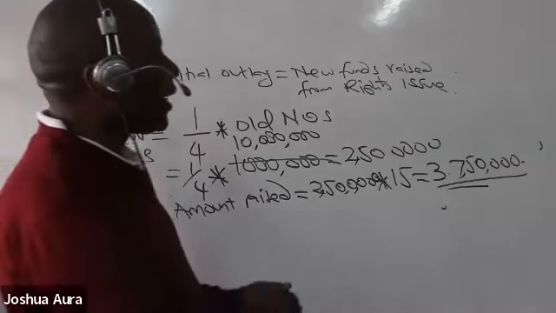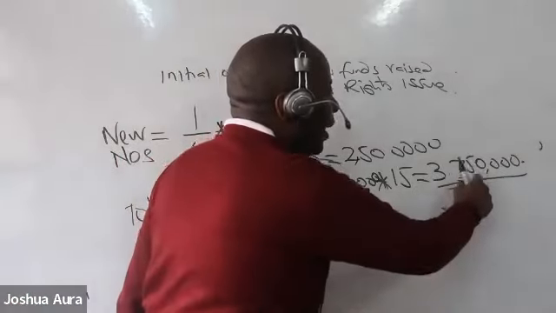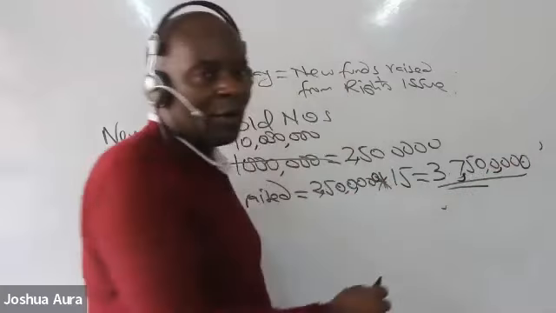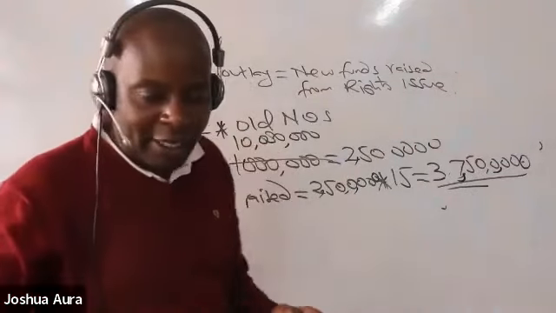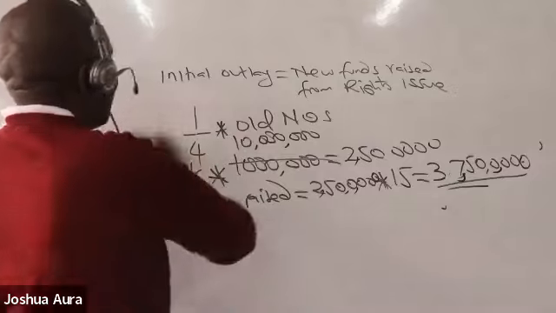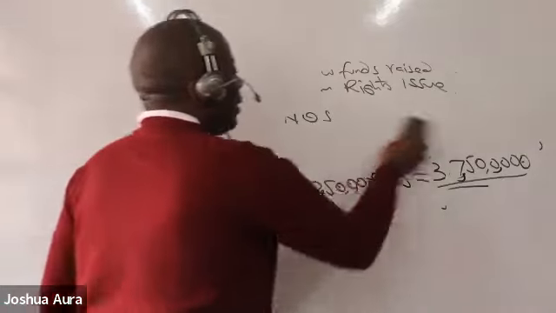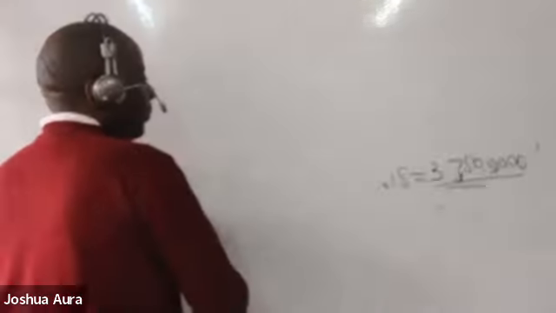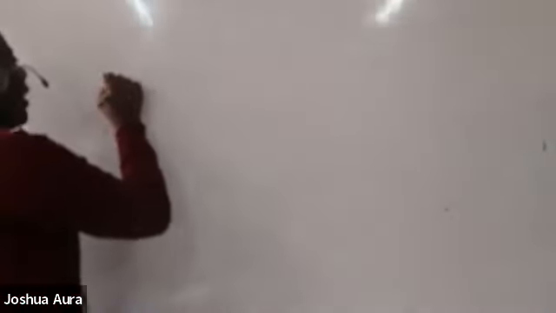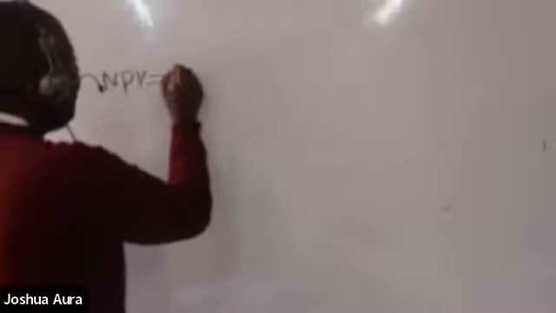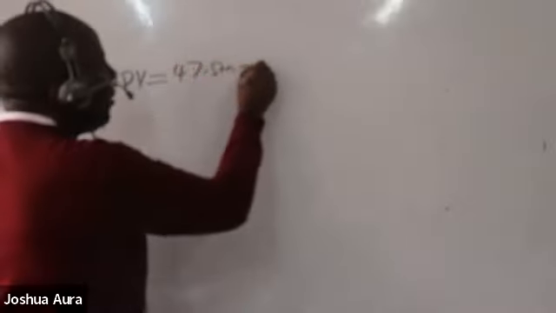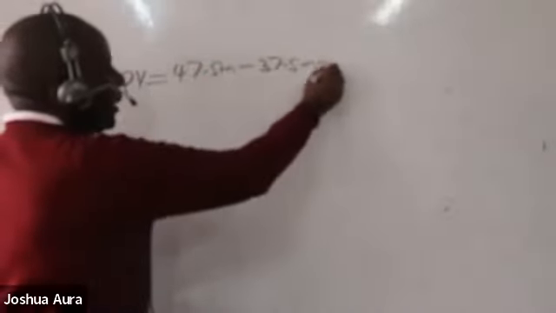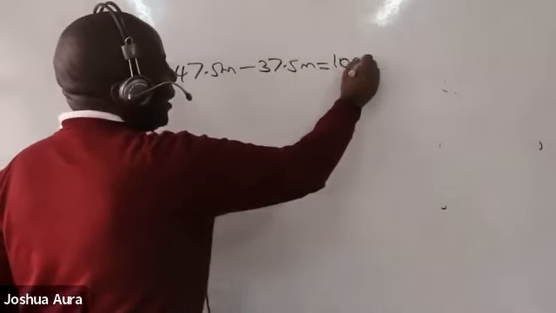And if we do that, then we shall be able to raise how much here? 37,500,000, isn't it? And therefore, what will the net present value be? The net present value here will be 47.5 million minus 37.5 million, which gives me how much here?